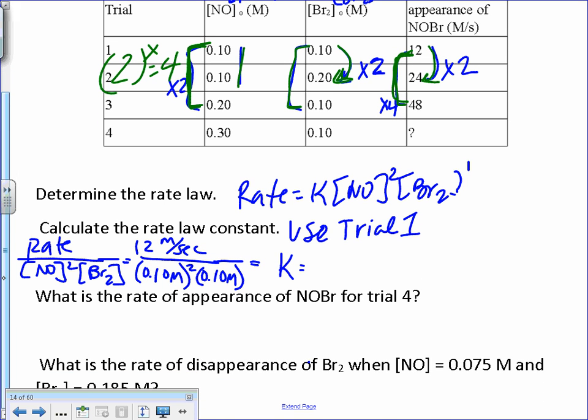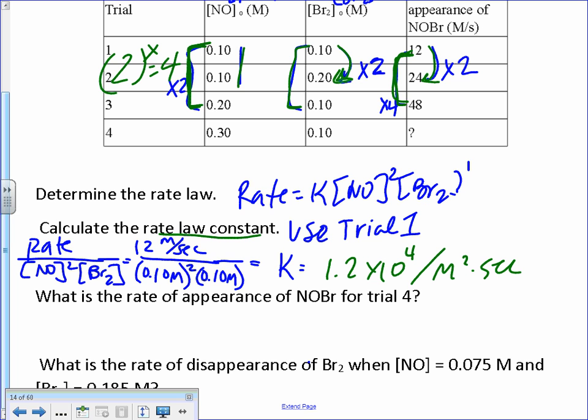So once you got there, you had to plug in data from one of the trials to find the K, the rate law constant. So when I say rate law constant, you know you're finding K. So rate over the concentration of the reactants to their appropriate powers. K equals what, Kevin? 12,000 per molar squared seconds. So 1.2 times 10 to the fourth per molar squared seconds. Okay, I like that scientific notation.